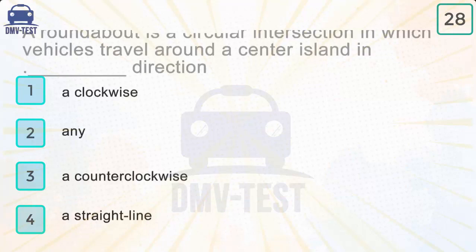A roundabout is a circular intersection in which vehicles travel around a center island in direction a clockwise, a counterclockwise, a straight line.